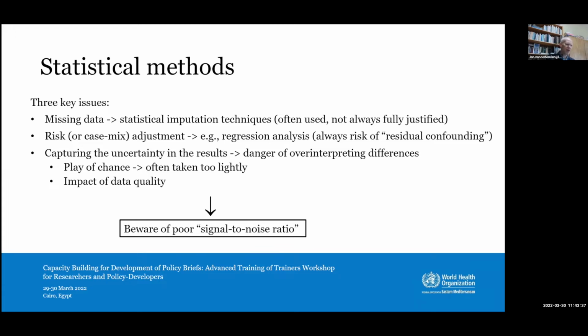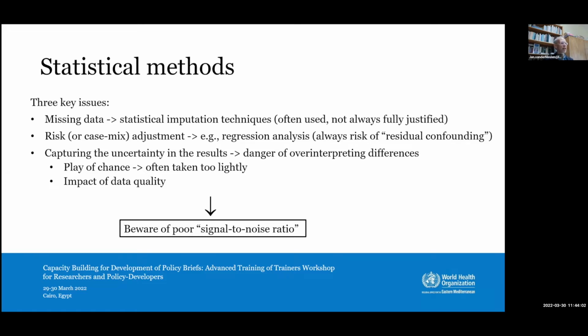Do you only analyze people for whom you have complete data sets, or not? And then, if you don't want to do that, you have to go to statistical issues. Very often we now use statistical imputation techniques to overcome missing data issues, but I have to admit we use them, but not always in a fully justified way. And I think there is lots of work to do.